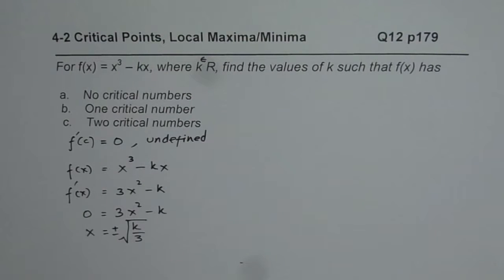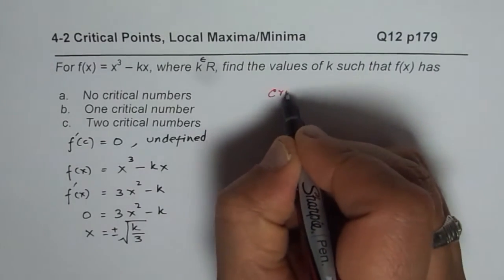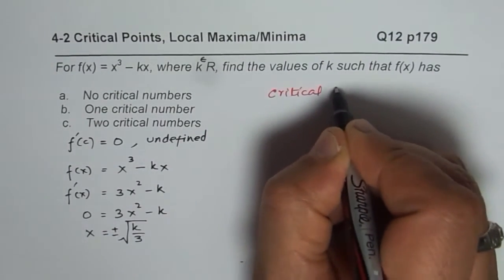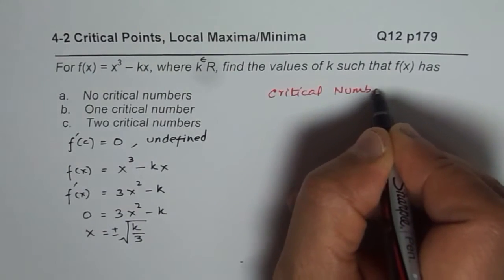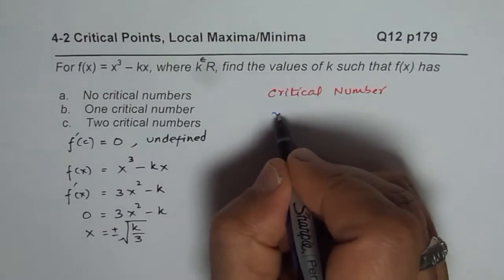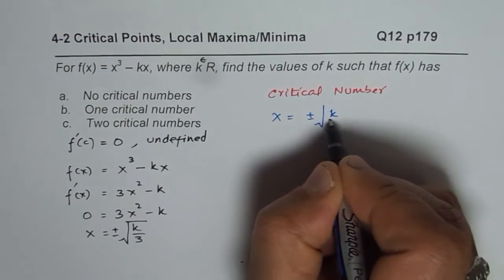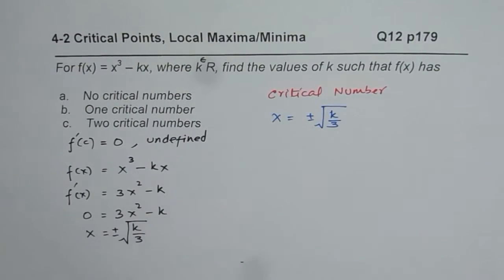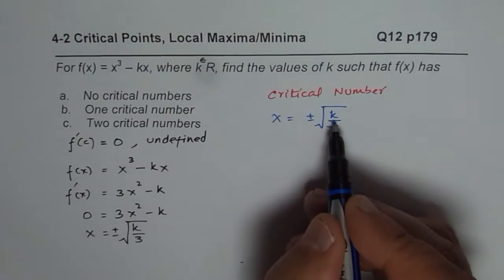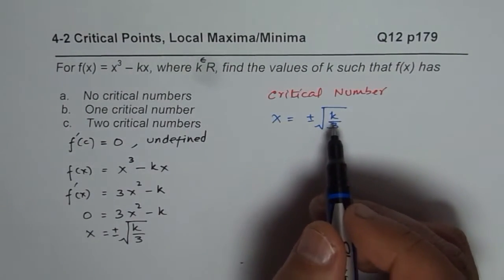So what we have really here is two possible critical numbers. So let's write down the critical numbers. We'll write them as x equals plus minus square root of k over 3. So that becomes the critical number for us. Now, depending on the k value, the number of critical numbers can change.